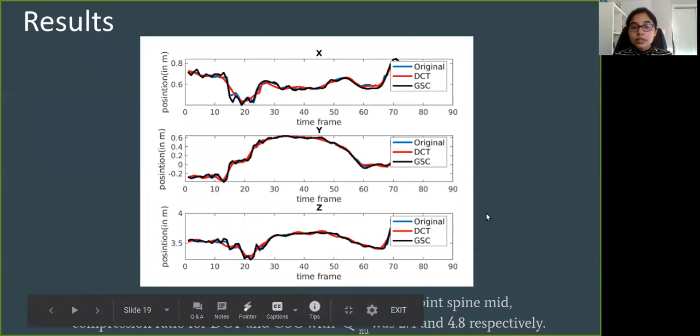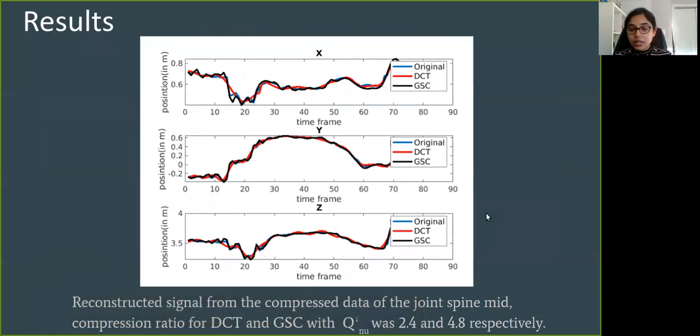This is the signal reconstruction after using the non-uniform quantization technique. As you can see, GSC can capture more detailed information, while DCT is only trying to keep the DC level of the signal.